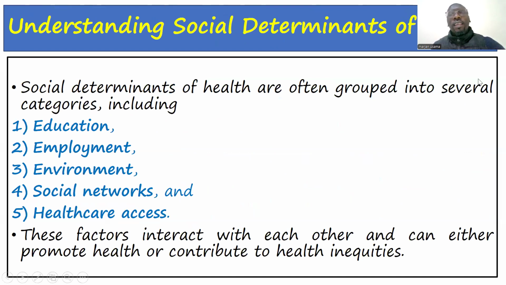Now, understanding the social determinants of health. So the social determinants of health are often grouped into several categories, including education, employment, environment, social networks, and healthcare access. And these factors normally interact with each other and can either promote health or contribute to health inequities. So these factors, they can either promote, as we shall see.